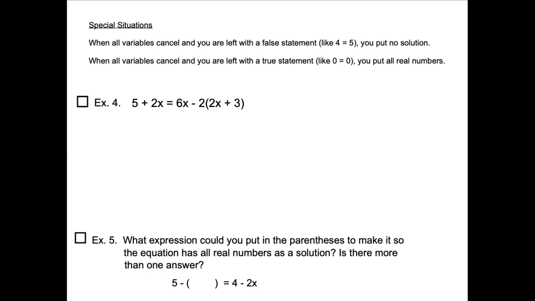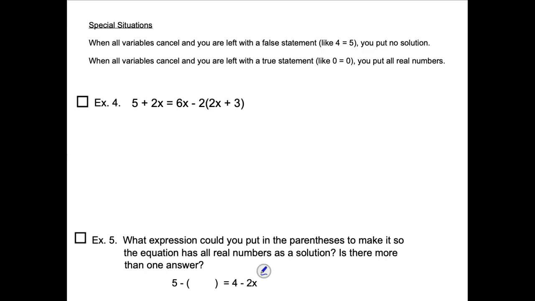A couple special situations. Sometimes variables will cancel. If they do, if you get a false statement, like 4 equals 5, the x's are gone, put no solution. Get a true statement like 0 equals 0, or 2 equals 2, 3 equals 3, put all real numbers. Anything will work then. So let's see that one on number 4.